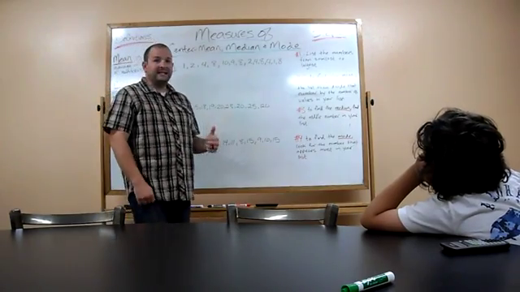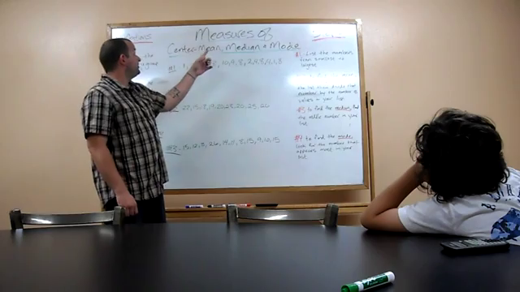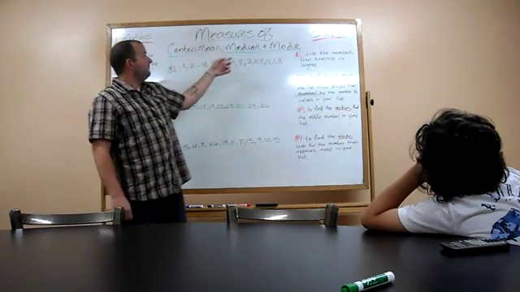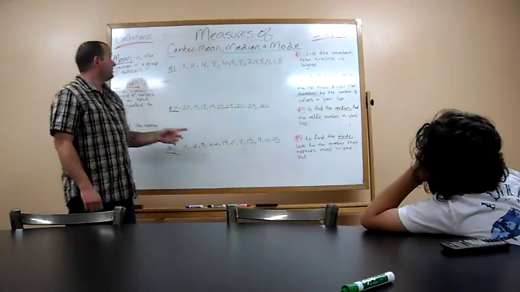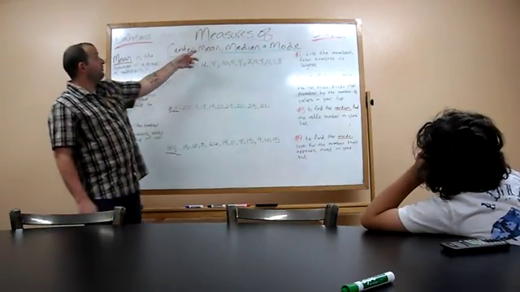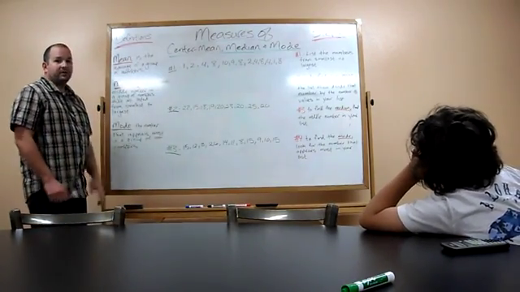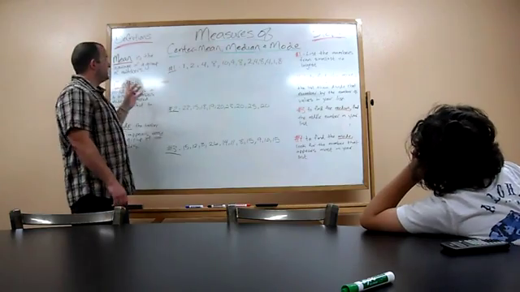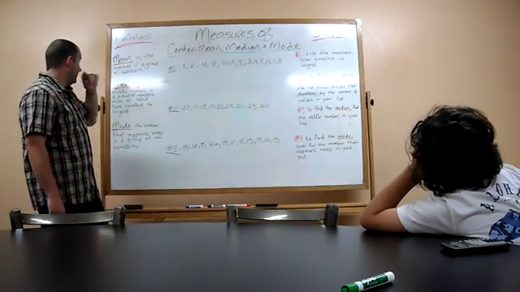My name is Mr. Decker, and today in math we are going to go over how to measure the center: mean, median, and mode. To do this, first we're going to start off with some definitions. The mean is the average of a group of numbers. To find that, we're just going to add all of our numbers together and then divide, and we're going to find the mean.